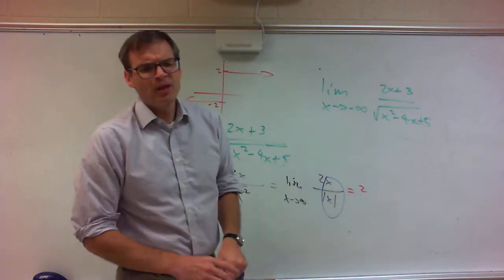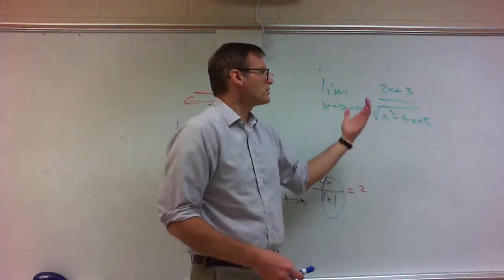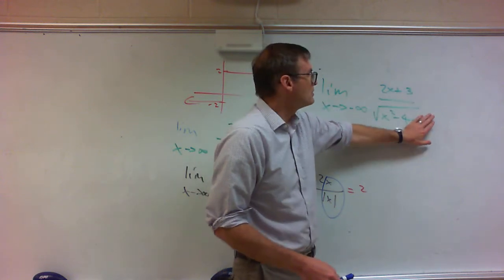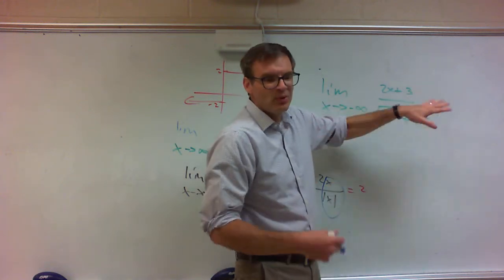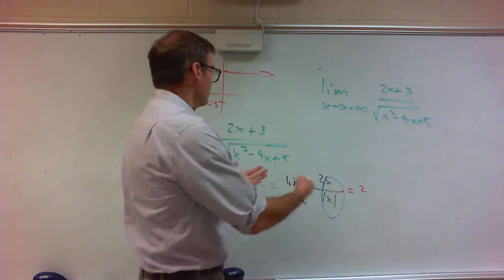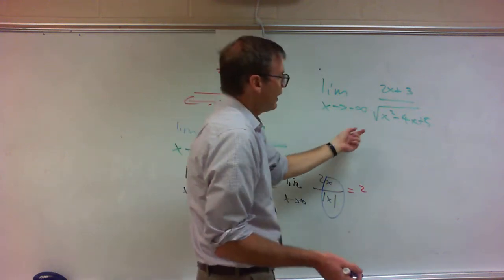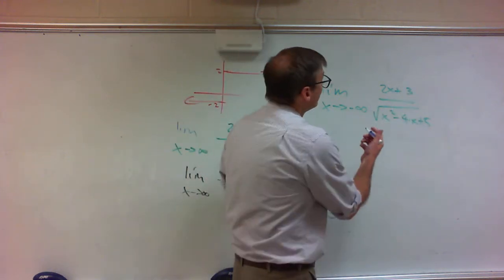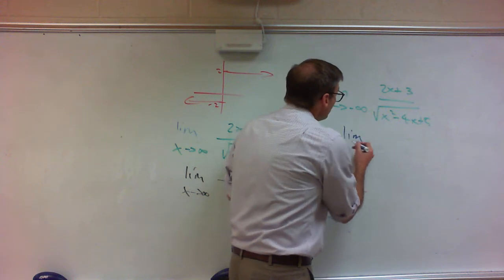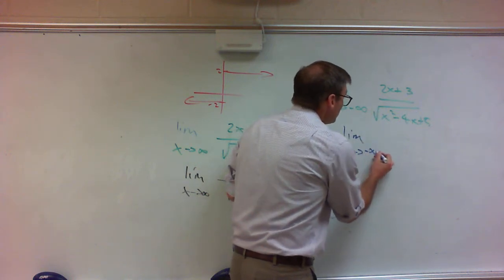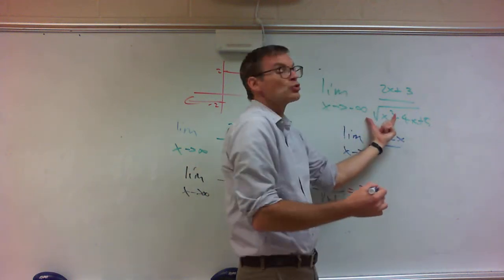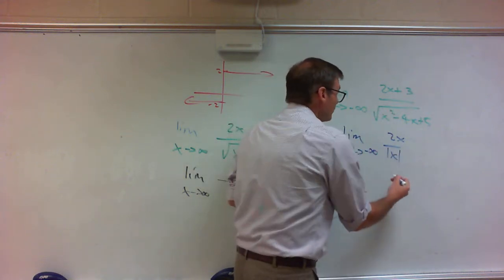Because you still do the same logic, right? You keep going through this whole thing. It's like, okay, this doesn't matter, right? And we could do this in our head. You don't have to write all the little steps out that I did. I actually look at this and say, oh, okay, that's going to give me the limit as x goes to negative infinity of 2x over the square root of x squared. It's going to give me the absolute value of x.